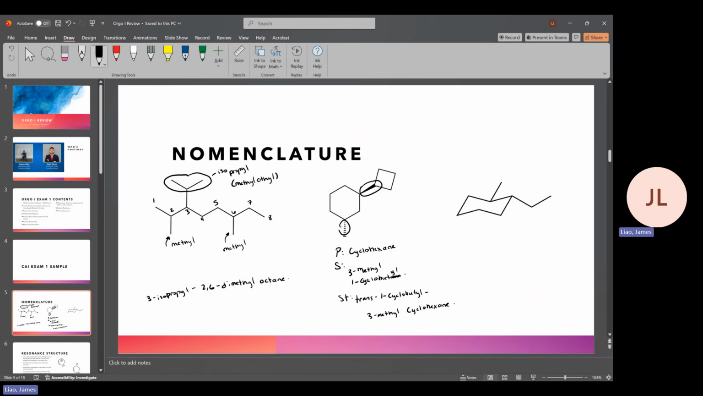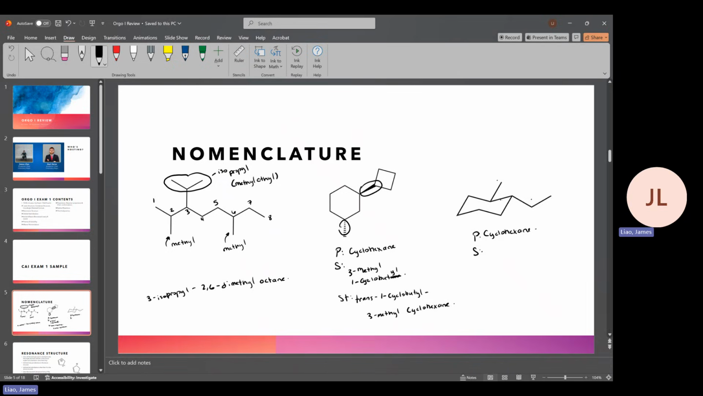So for molecule 3, we have another cyclo group that's in its chair conformation. So we definitely know that our parent chain has to be a cyclohexane. For our substituents, we have a methyl group right here, and then an ethyl group right here. Why it's an ethyl group is because there's 2 carbons sticking out.